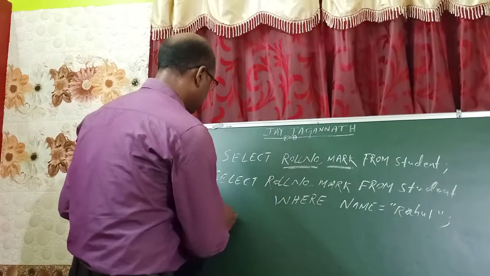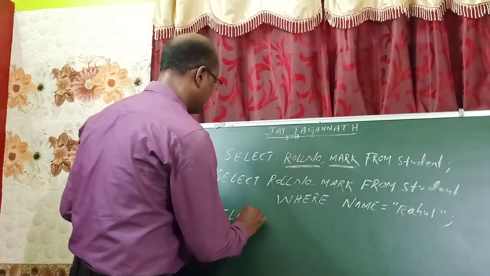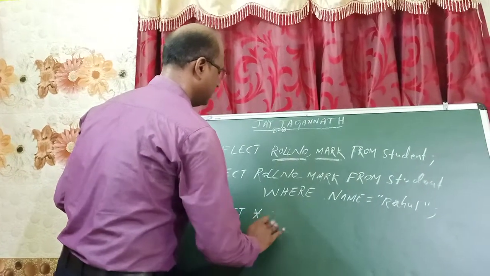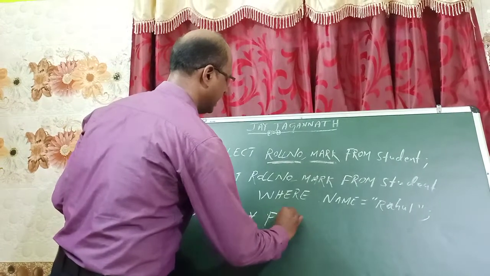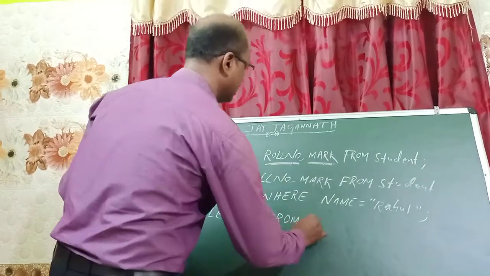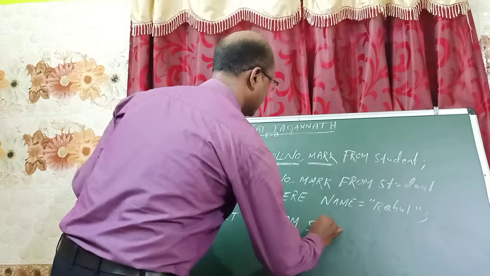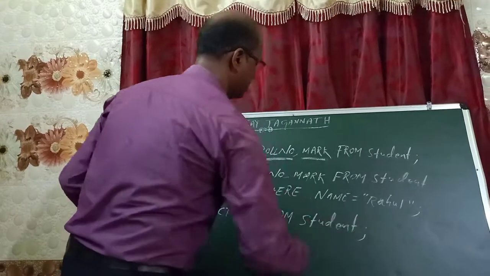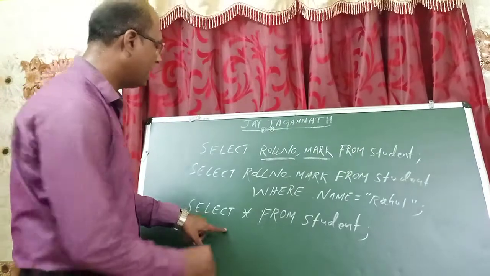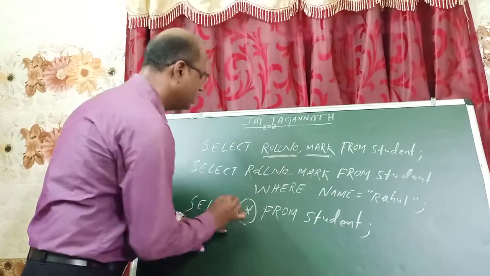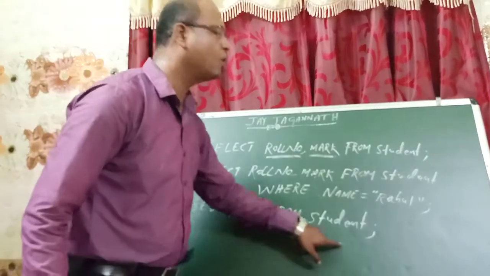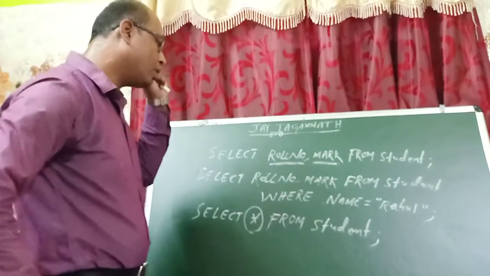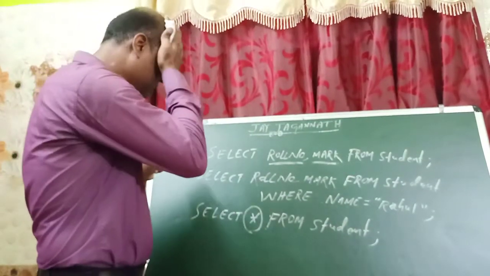Another example you can take. Select star from student. Select star from student. Here our intention is to retrieve all rows, all columns from the table.